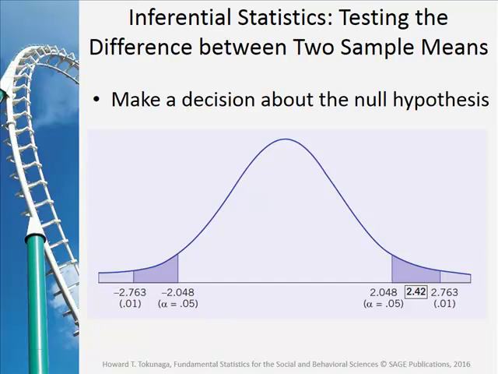To show this to you graphically, because remember, you're following my instructions, you're drawing out the curve in the beginning. Here is what we observed in our sample, 2.42. We are in the region of rejection. There we are.